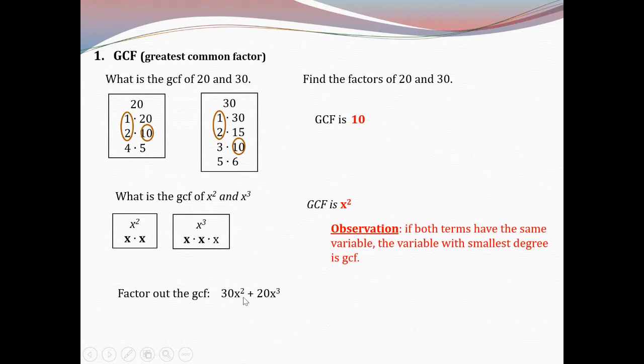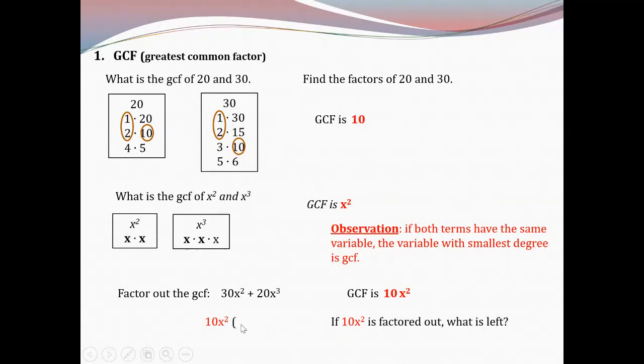This is the first step in factoring. What do both terms have in common? Between the 20 and the 30, we did it up here, which was 10. For the variables, it was x squared. So that's my GCF. Now I'm going to factor it out. If 10x squared is factored out, what's left?